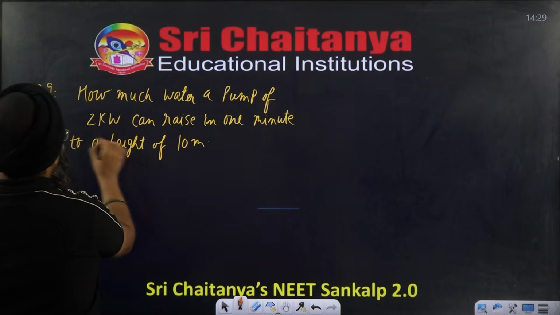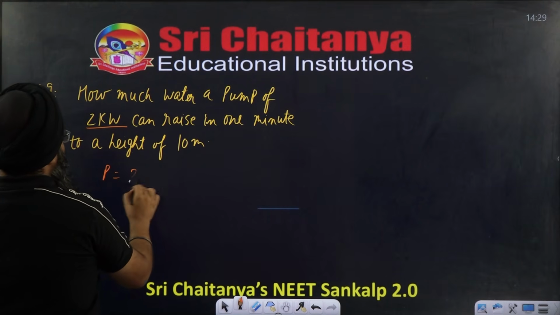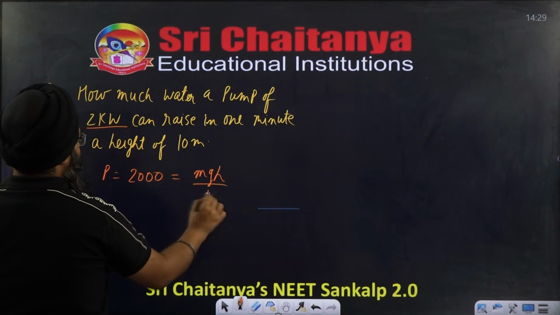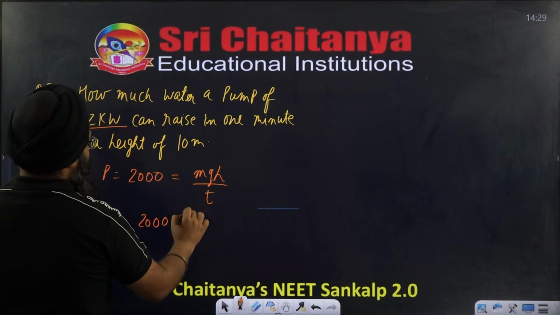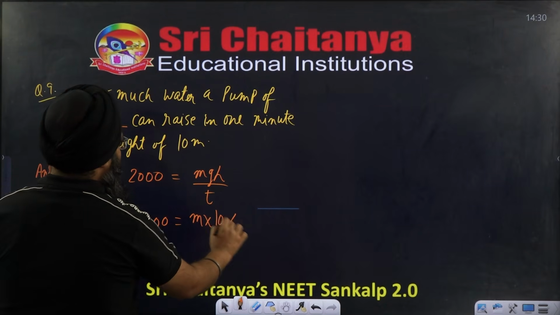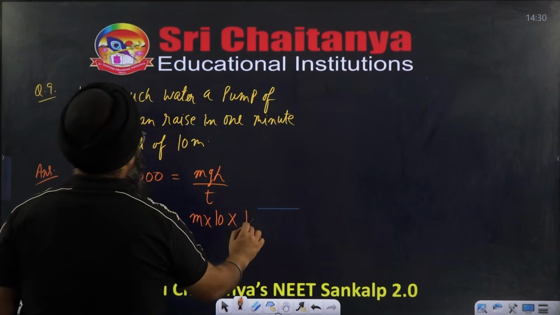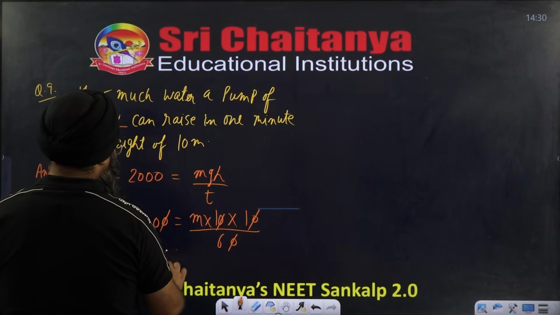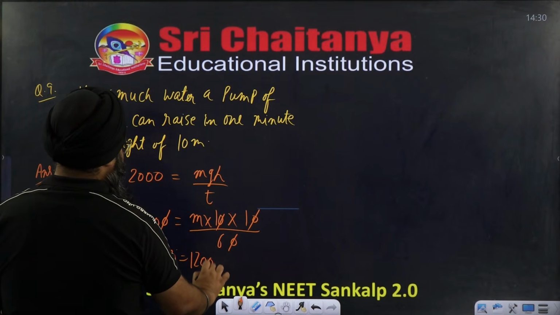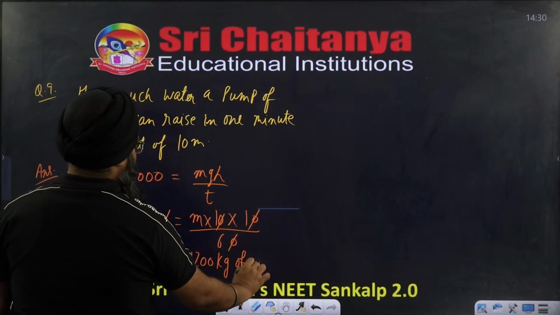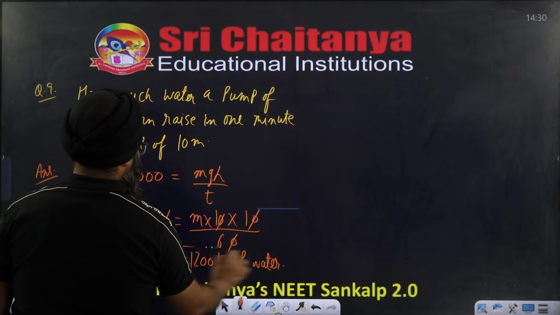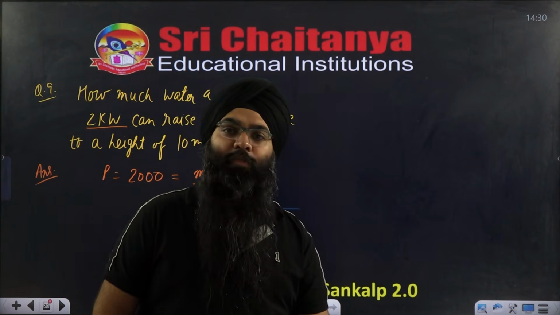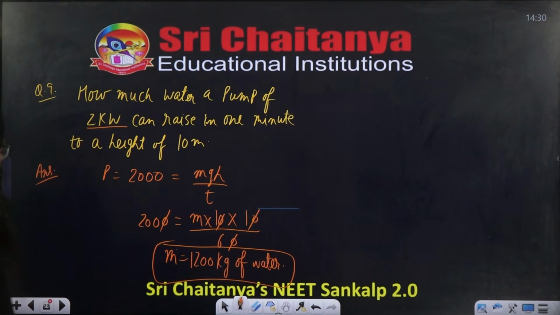So power is given as 2 kilowatt. Power is equal to 2 kilowatt, that is 2000 watt, is equal to mgh divided by time. So 2000 will be equal to mass, which you have to calculate, g let us take as 10, height is basically 10, divided by 1 minute, meaning 60 seconds. So what you are getting from here, this will cancel, m is equal to 1200 kg of water. I hope this is clear to you. 1200 kg of water has to be pulled out. The basic simple concept of power can be discussed by this method.